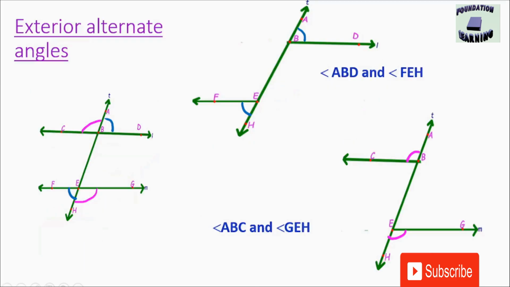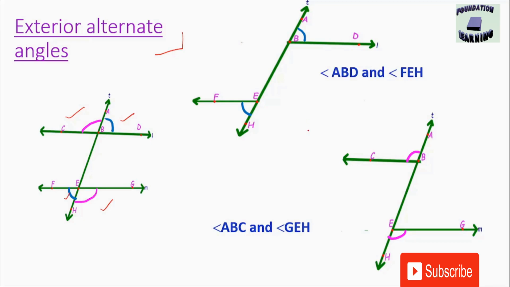Now we go to the exterior alternate angles. Where are the exterior alternate angles? Remember, outside the parallel lines. One is here above the parallel line, so the other one will be below the parallel line on the opposite side. Next one is here above, outside on the right hand side, whereas the other will be below the parallel line and on the left side.